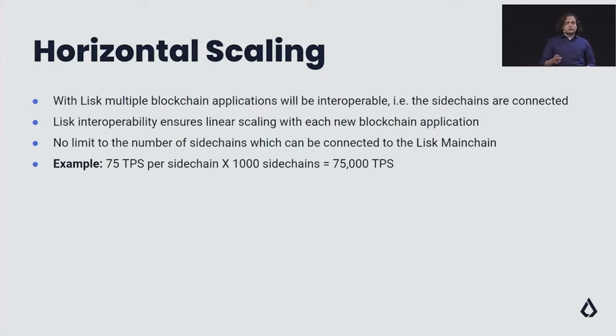Let's see an example for this case. Imagine we have 75 transactions per second for one sidechain, and a total of 1,000 sidechains. That gives you 75,000 TPS for the whole Lisk ecosystem. That's a very, very big number.